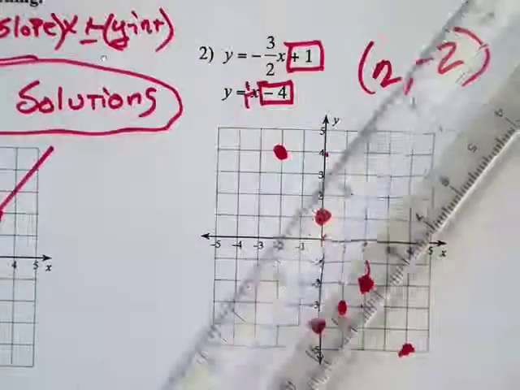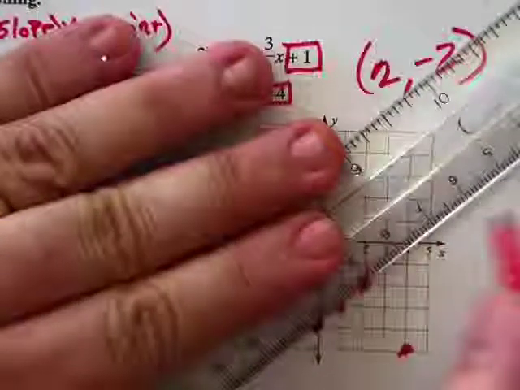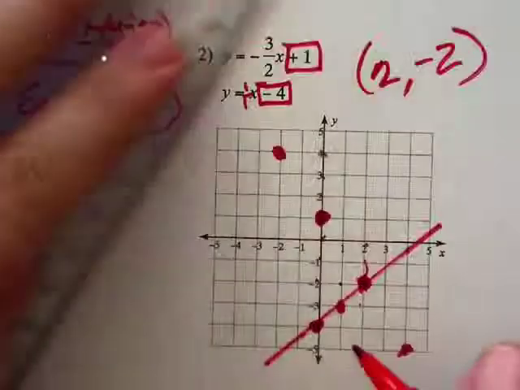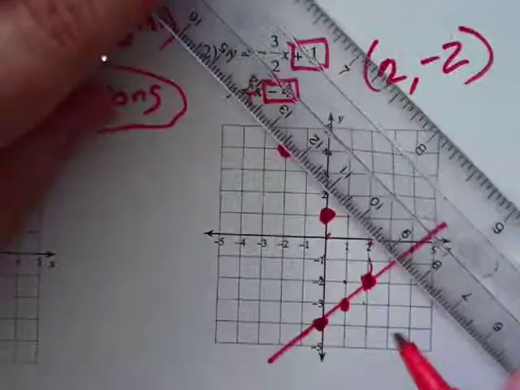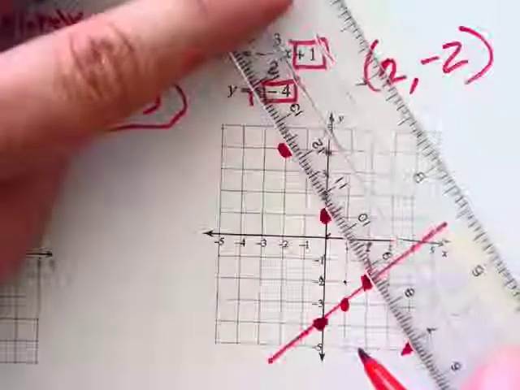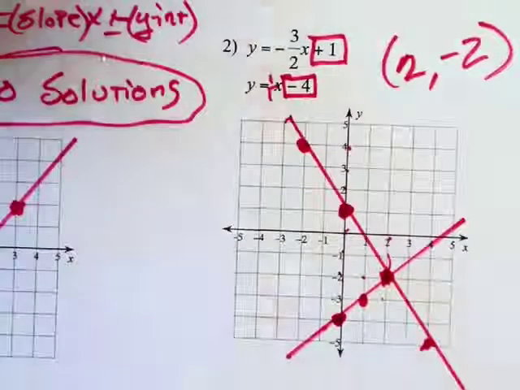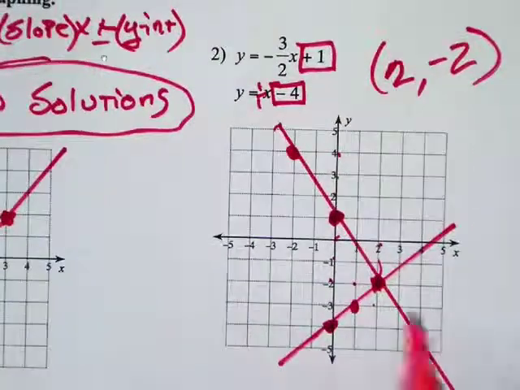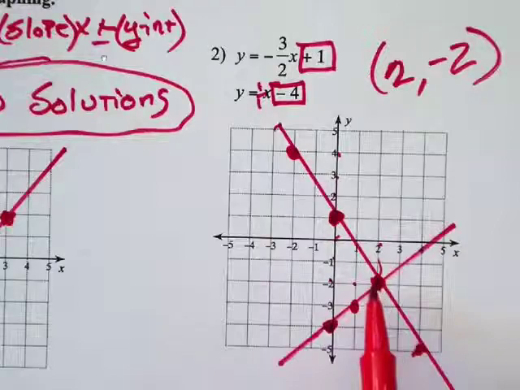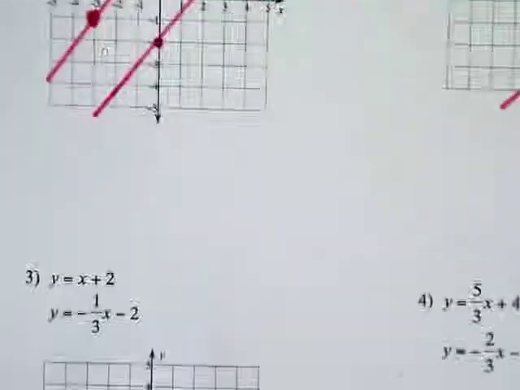Don't forget to graph the actual line though. If you don't graph the line, then you didn't finish, because the line is part of, it's what you're graphing. And the solution is where those two lines come together. That's the solution that satisfies both of them.